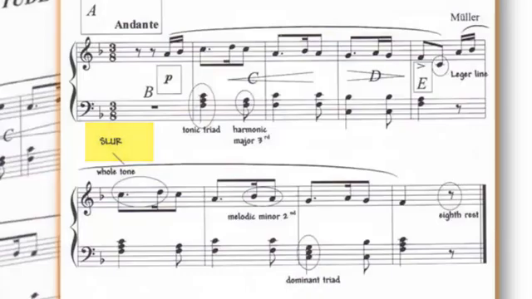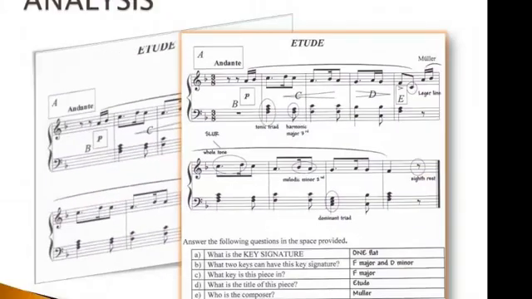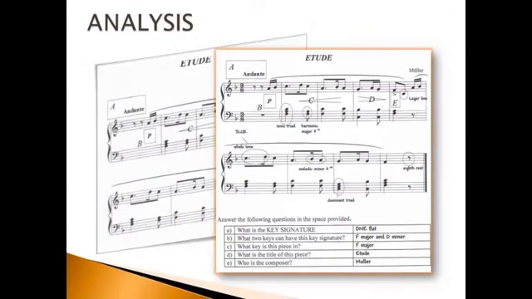In the next measure, there's a melodic minor second that's circled. In the bass clef, there's a dominant triad that's circled. The dominant triad in F major would be a C major triad. At the end, there's an eighth rest that's been circled. So the analysis questions are really pulling together everything that you've learned through all of these modules and putting it in the context of real music.